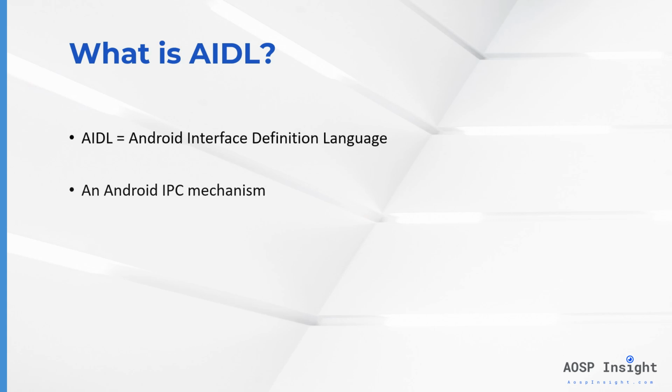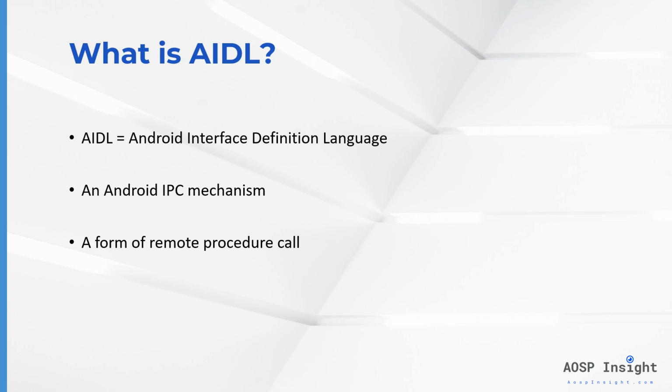AIDL stands for Android Interface Definition Language. It's an IPC mechanism provided by Google and Android. Basically, it's a form of remote procedure call that allows you to invoke methods on a remote object. This makes AIDL one of the key features or facilities offered within the Android platform.